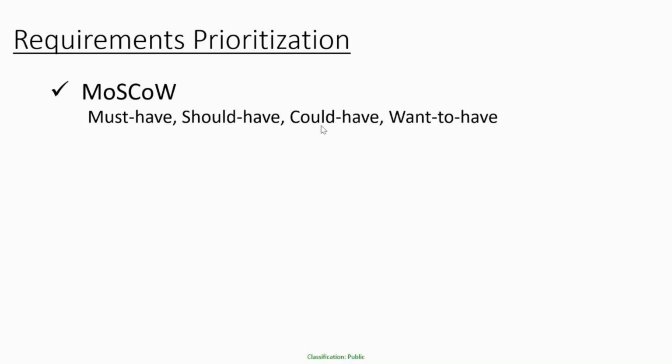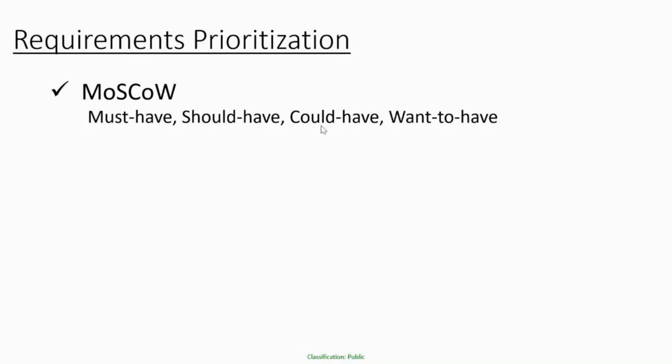And having an internet enabled system within the car, or something which is related to the latest technology, is something which is really good to have, but you can put it in the could have category. And want to have will be something like some minor automations here and there which are not really going to be much of value add and can be put aside. So this could be one example.